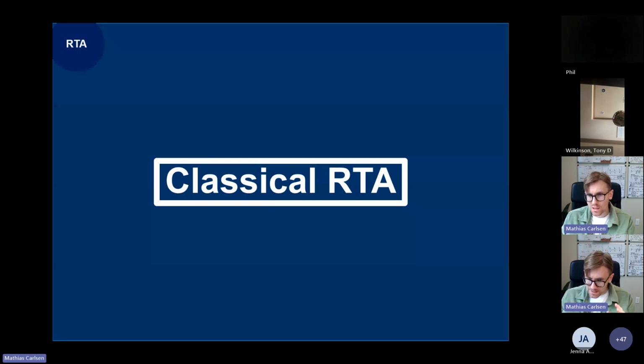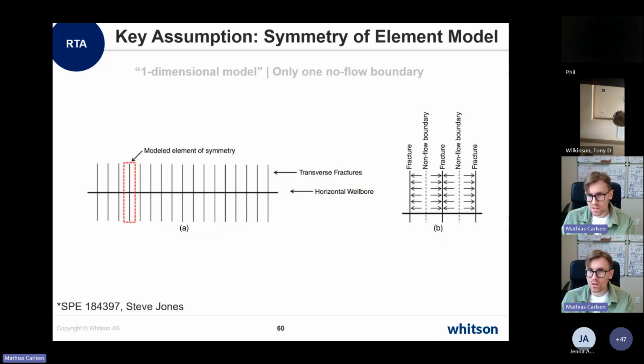So we're going to do a second deep dive into classical RTA, to make sure you actually know what's going on when you're moving lines around on the classical RTA plots. A very key assumption in classical RTA is that we're assuming a so-called symmetry element model. That's what we call a one-dimensional model, where there's only one no-flow boundary. So that means there is no volume beyond the frac tip or beyond the frac height. In that world, there are only 2 flow regimes as well: infinite acting and boundary dominated.